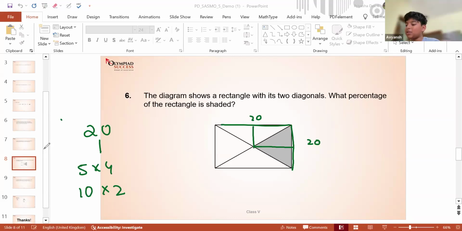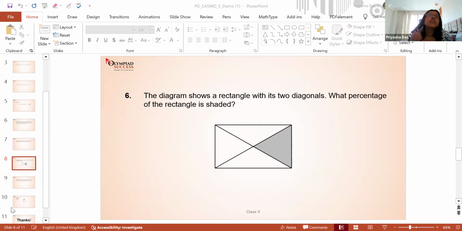Miss, we don't learn geometry and those things in our school. I know, that's the reason. If we continue with our classes, we need to have a basic session also, a few sessions covering the basics of all the chapters, and then moving on to SASMO altogether, since it's your first time. By the way, which board are you studying in currently, Avyansh? IB. Okay, so they haven't started geometry yet. No, miss. Okay, got it.